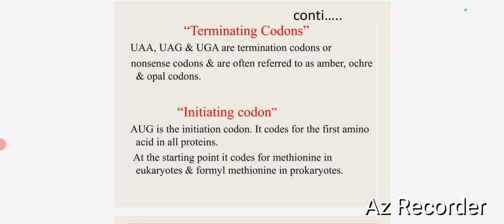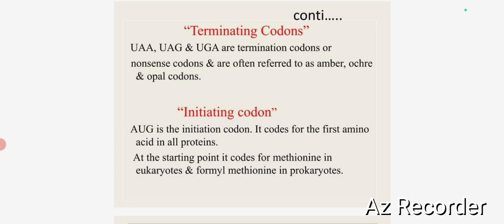Termination codons. UAA, UAG and UGA are termination codons or nonsense codons and are often referred to as amber, ochre and opal codons. These are the terminating ones.